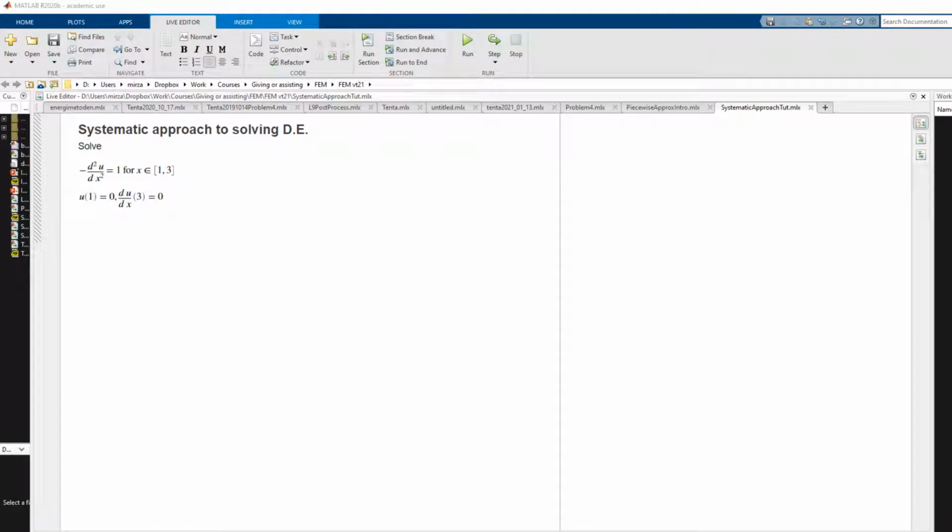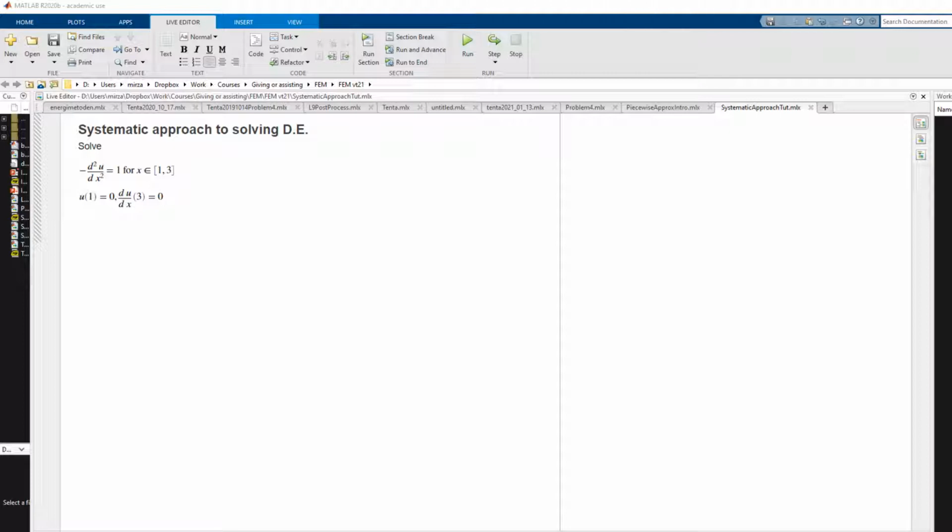In this video, we're going to look at the systematic approach for solving differential equations. So we have seen how to split up the domain and do several pieces for a standard function. But now we're going to look at how to actually solve differential equations systematically and piecewise. But first, let's look at the systematic approach and what that entails.